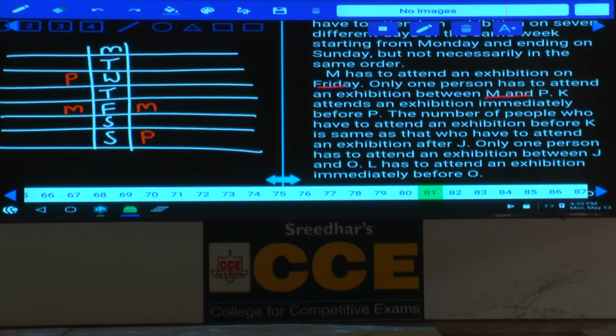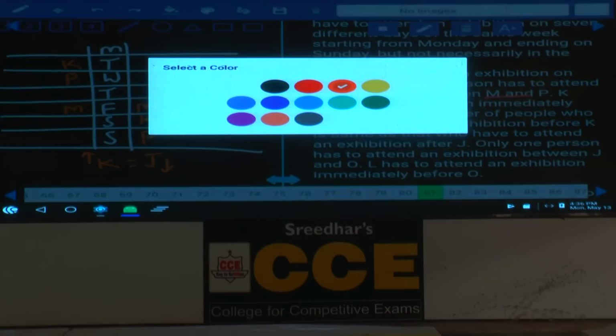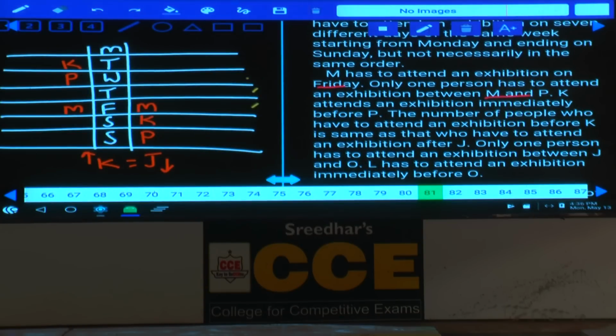K attends an exhibition immediately before P. K is here. In this one also K is immediately before P. And the number of people who attend before K equals the number of people after J. Now in the first case, before this K, how many are there? There are 5, and there must be 5 persons after J, hence J must be on Tuesday. Now in the second case, before K, how many persons? There is only 1 person, hence after J there must be only 1 person, J must be here.